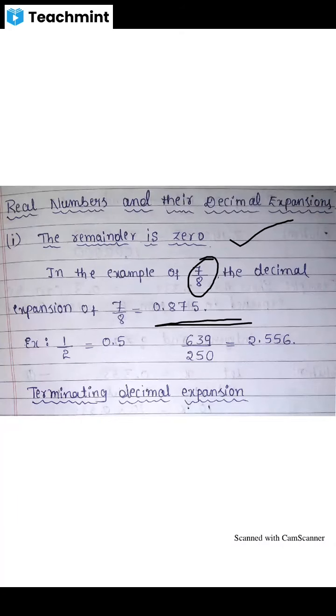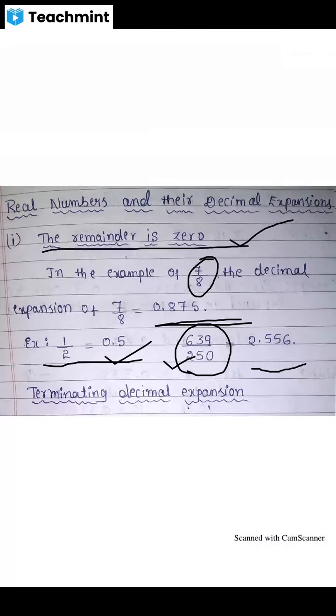Here we are observing the full stop, in the sense that the decimal expansion ends. One more example I took here: 1 divided by 2. What is the decimal expansion of 1 divided by 2? 0.5. Take one more example: 639 divided by 250. Just check the division operation of this one. What decimal expansion can you observe? 2.556. It ended.